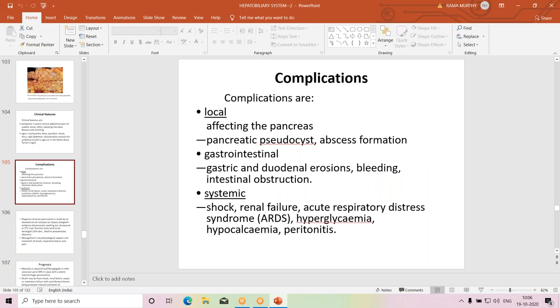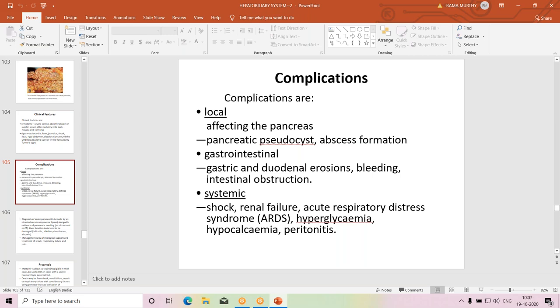There are local complications affecting the pancreas. Local complications are the development of a pancreatic pseudocyst, I will discuss what it is, and secondary infection with bacteria may produce an abscess. The gastrointestinal complications include gastric and duodenal erosions, duodenal obstruction, bleeding, and intestinal obstruction.